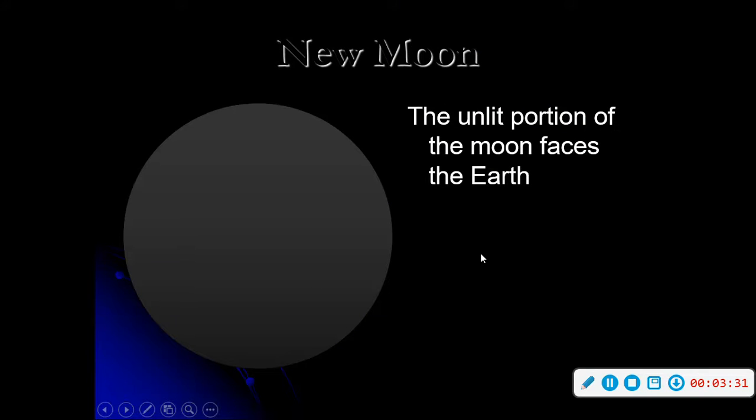Okay, going through each phase just so we know what they are. So new moon is the unlit portion of the moon facing the Earth. Now, you normally can't really see this. What you see in the sky sometimes is a reflection off of the Earth's surface. We call that Earth shine. So sometimes you'll see a slight faint light in the sky while the new moon is supposed to be occurring, and that's what that is. So light skimming off of the moon and coming to the Earth.